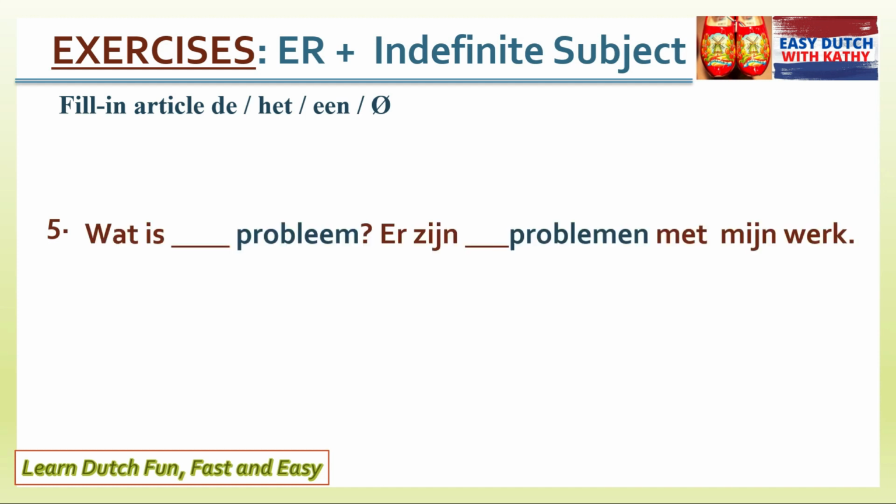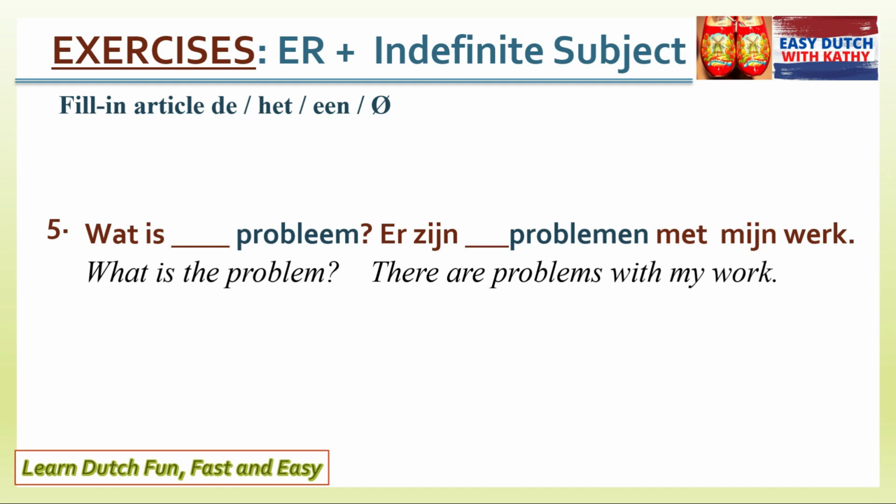5. Wat is het probleem? Er zijn problemen met mijn werk. What is the problem? There are problems with my work. So we have first, problem is a definite subject because we already know what the problem is. That's why we ask and mention what is the problem. And problem in singular goes with article "het".